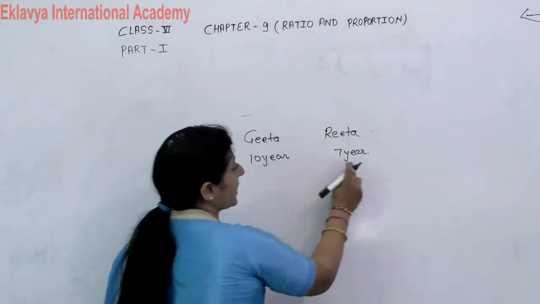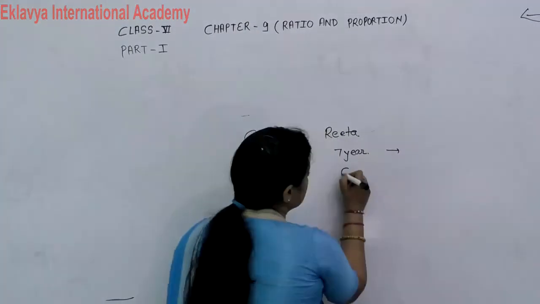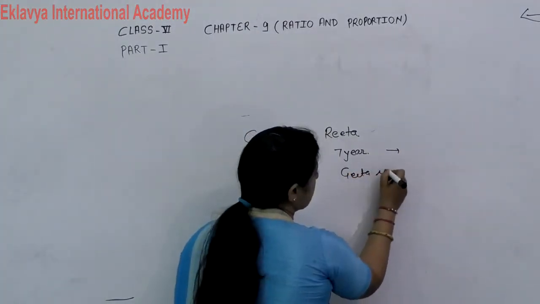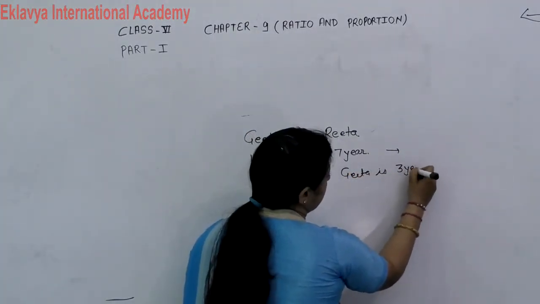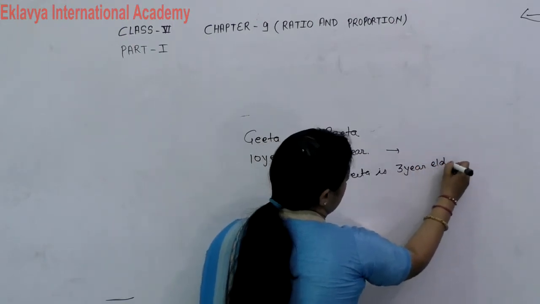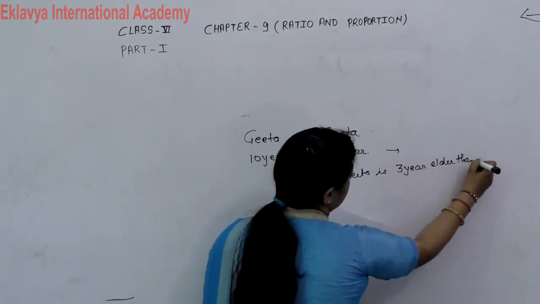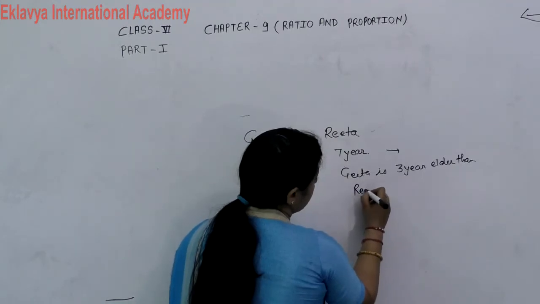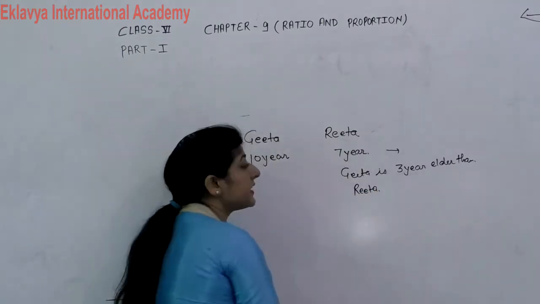We can express this comparison by saying that Geeta is 3 years elder than Rita, or 3 years more than Rita.